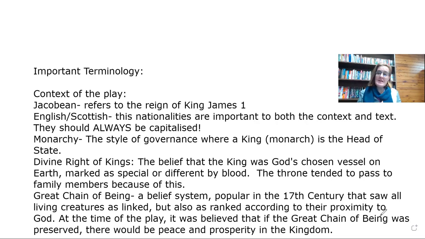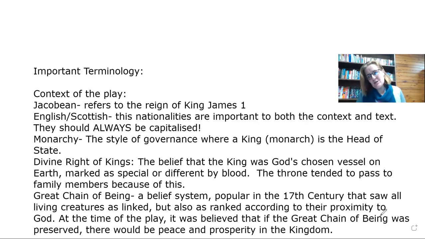Alrighty, so the era in which this play is written is the Jacobean era. We don't call it the Jamesian or the Jamison era, we call it the Jacobean era. So have a look at the spelling of that. Because it refers to the name of a person, it will always be capitalized, and it refers to the era in which the play is written, not the era in which the play Macbeth is set. Okay, so Shakespeare writes in the Jacobean era.